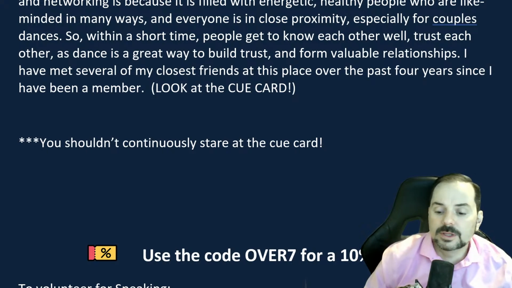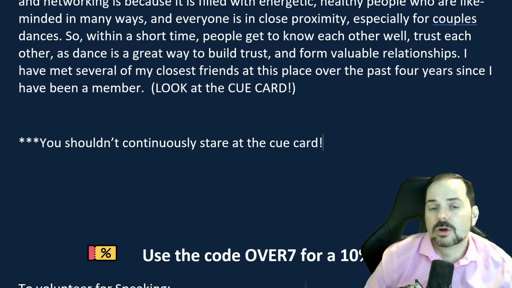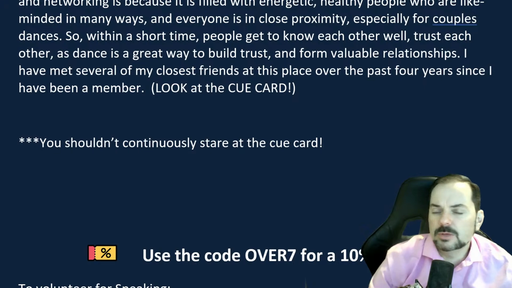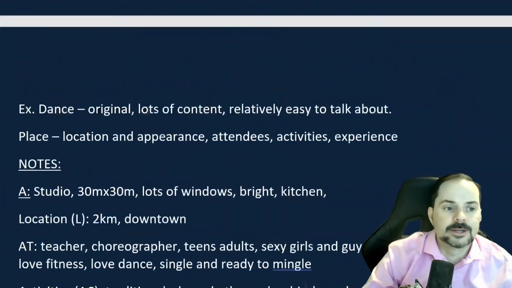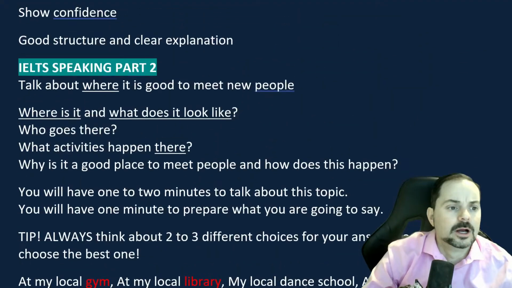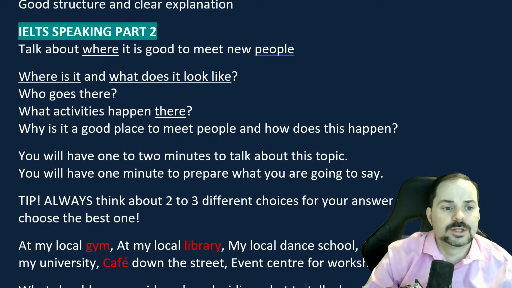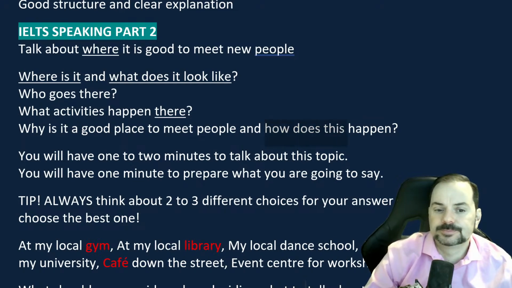No, not really, Alexi. The reason you have to look at the cue card is because it's very important that you answer all the questions on the cue card. And there's usually one that's kind of unusual. Okay, so let's look at it. It says, where is it? What does it look like? Who goes there? What activities happen there? Why is it a good place to meet people? And how does this happen?